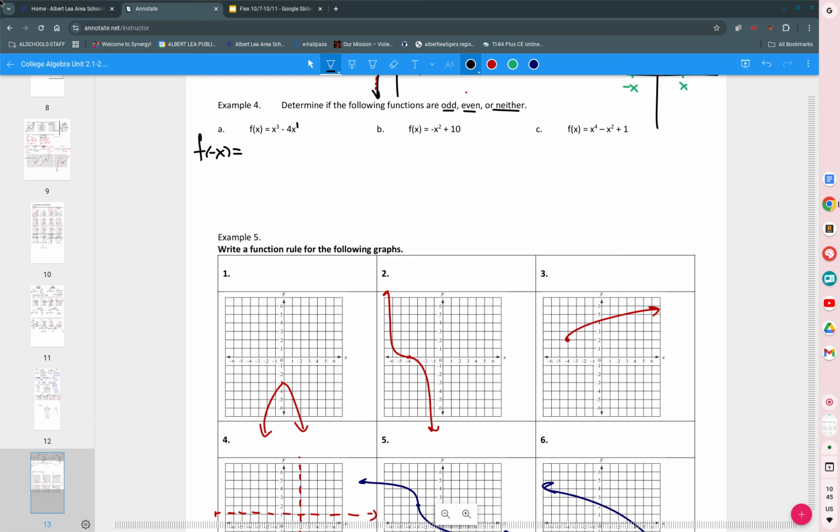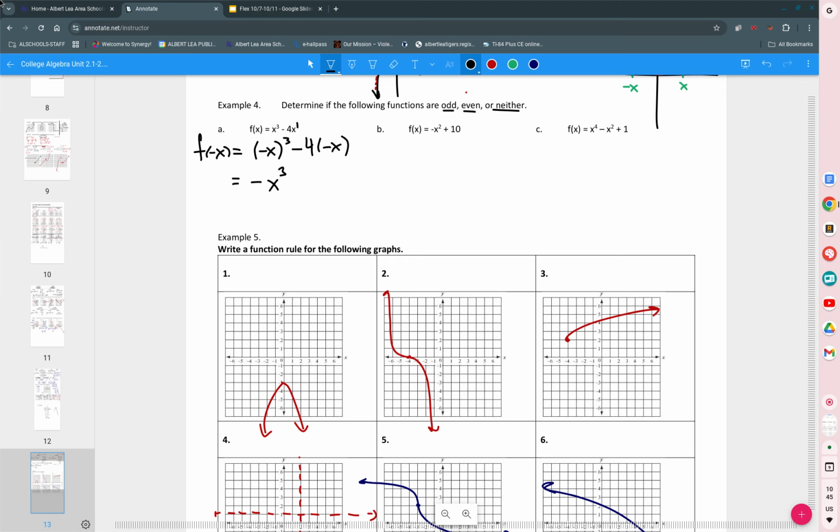Please pay careful attention because too many of you made this mistake on the last test. We need to clean this up. Negative x quantity cubed minus 4 times negative x. First of all, get your parentheses around the negative. Okay? Now let's think about it. If you cube a negative, you produce a negative. So you get negative x cubed minus 4 times negative x. Is that going to be a positive 4x or a negative 4x?